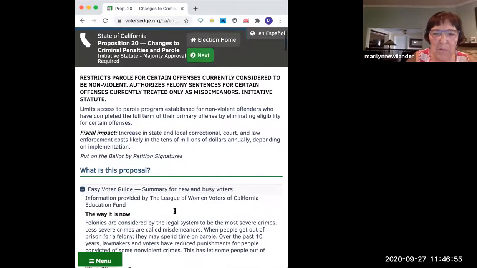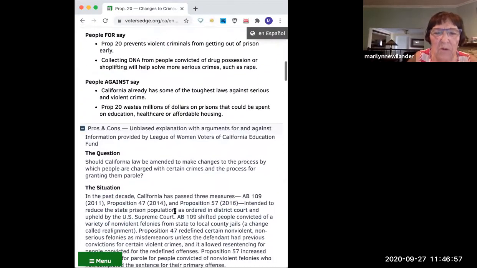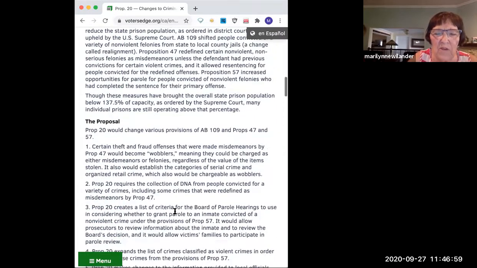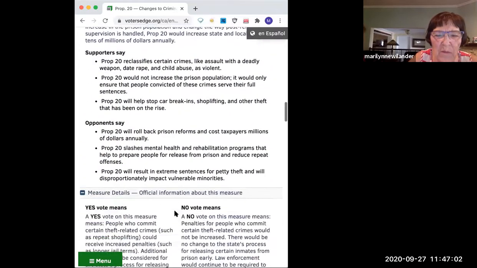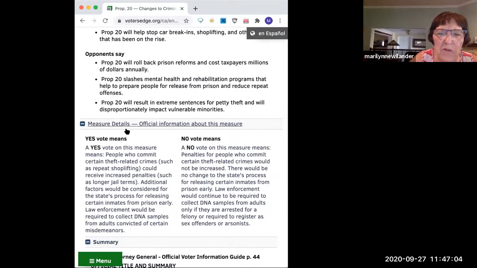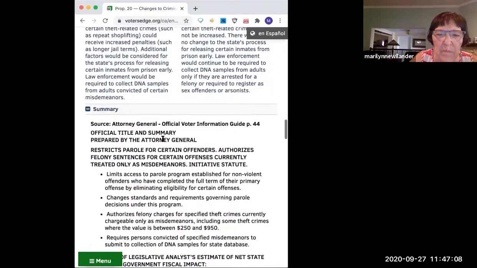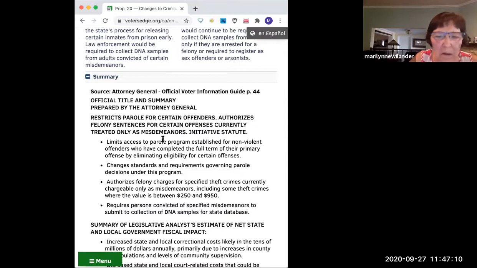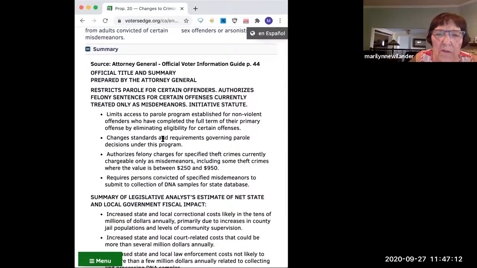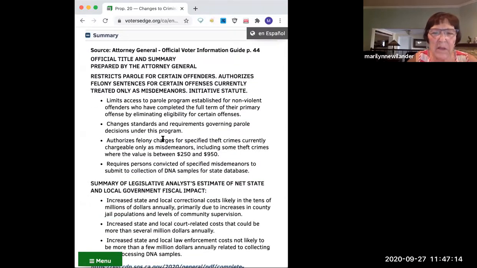So I'm gonna skip down to, there's an easy voter guide, but you guys want to get a little bit more information. So I'm going down here to measure details. It limits the parole program for nonviolent offenders who have completed the full term of their primary offense by eliminating eligibility for certain offenses.